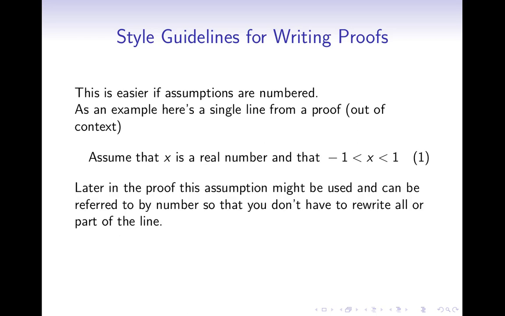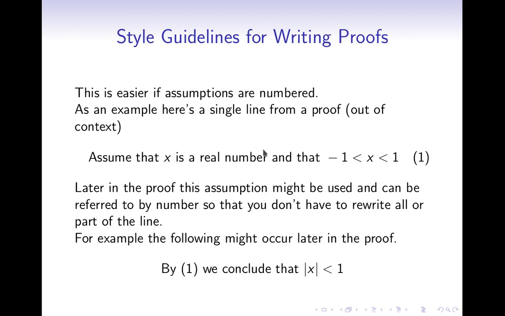And then later in the proof, if you use this assumption, you can refer to the assumption by number rather than having to rewrite the whole thing or part of it. So, for example, this might occur later in the proof: by sentence number 1, we conclude that the absolute value of x is less than -1. So these are just two sentences out of context.